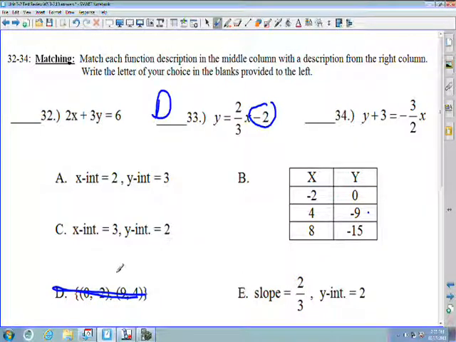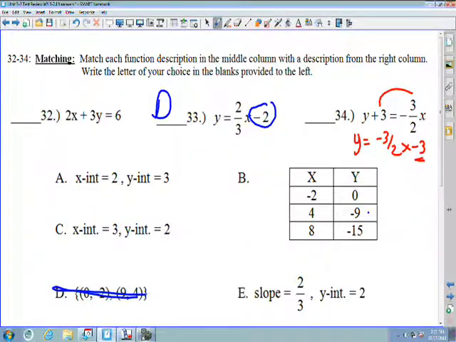Okay, look at 34. I need to move this 3 to the other side, so I would have y equals negative 3 halves x minus 3. Well, y-intercept is negative 3. That says 2. That says 3. That's not right. That says 2. Well, by golly, it better be B.